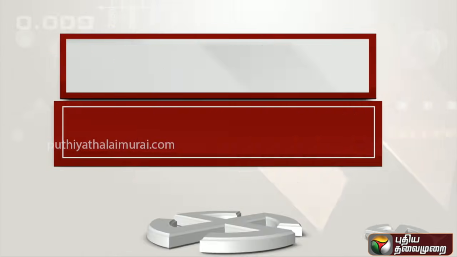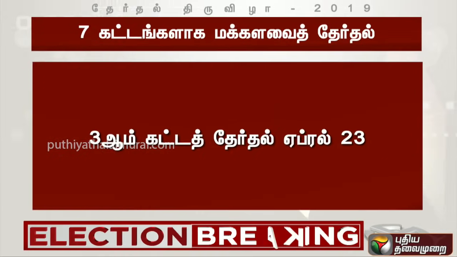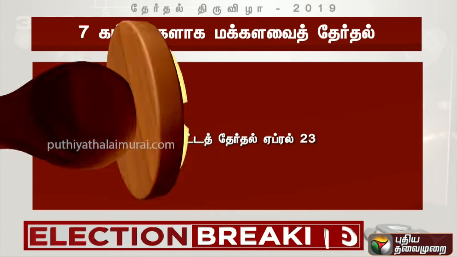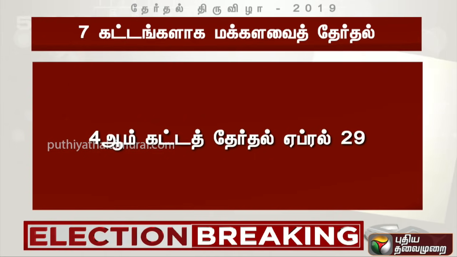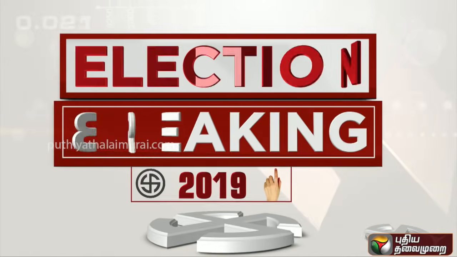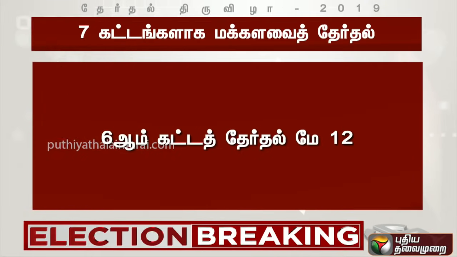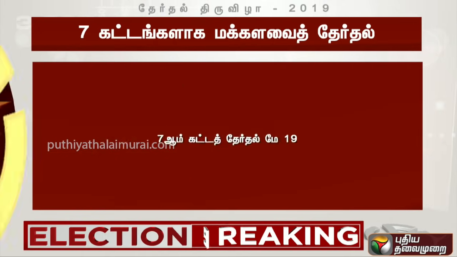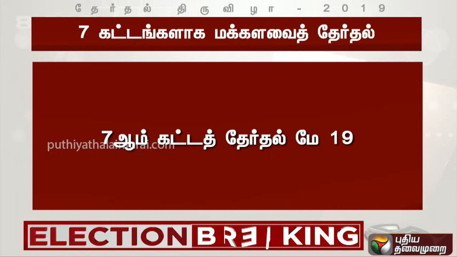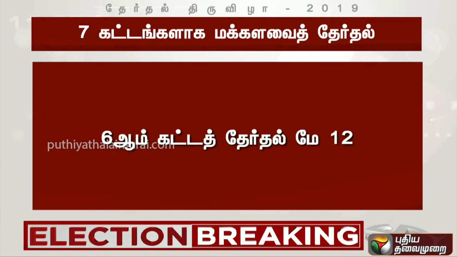I'll repeat the date of poll. First phase 11th April. Second phase, 18th April. Third phase, 23rd April. Fourth phase, 29th April. Fifth phase, 6th May. Sixth phase, 12th May. Phase 7, 19th May. Am I clear now? And all countings, without need to say, but I am repeating, 23rd May.